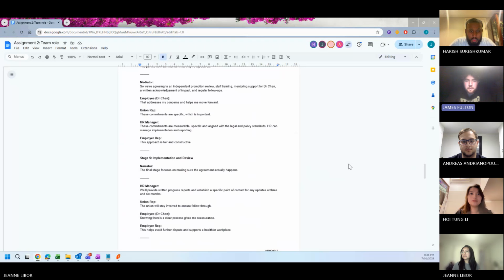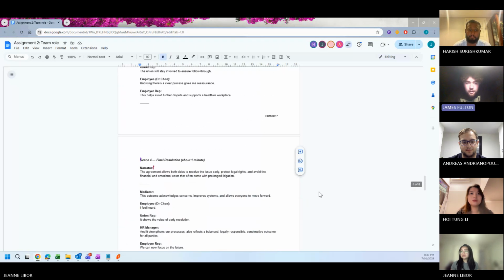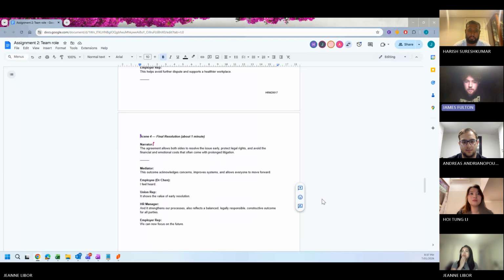The final stage focuses on making sure the agreement actually happens. We will provide written progress reports and establish a specific point of contact for any updates every 6 months. The union will stay involved to ensure follow-through. Knowing there's a clear process gives me reassurance. This helps avoid further dispute and supports a healthier workplace. The agreement allows both sides to resolve the issue early, protect legal rights, and avoid the financial and emotional costs that often come with prolonged litigation.